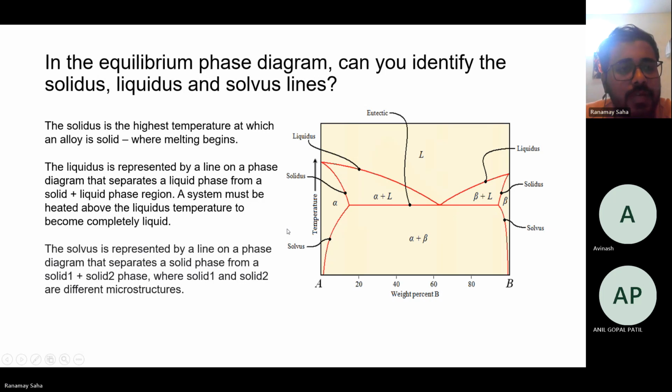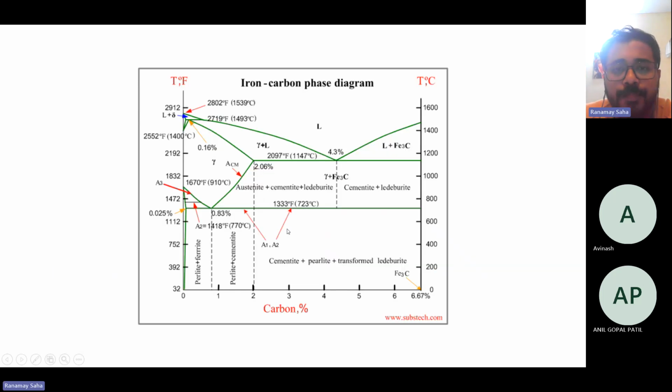We will proceed with a very popular iron carbon phase diagram. The carbon percentage here, you can see, goes on increasing along the x-axis, the abscissa, from 0 to 6%. Depending upon the percentage of carbon, different phases are formed, such as pearlite, ferrite, and cementite, along this abscissa.